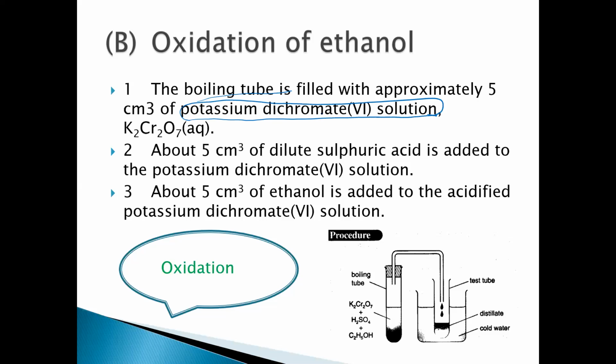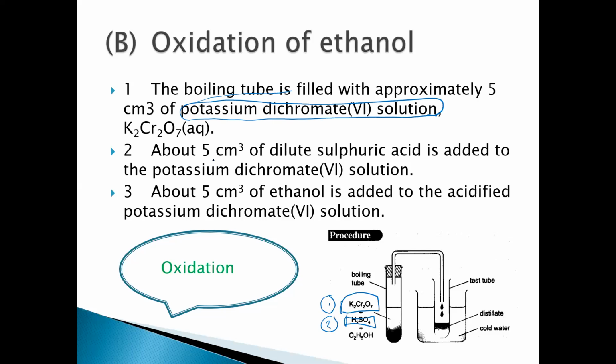In the word potassium dichromate 6 solution, did you see the word acid? No. Because the teacher will add them separately. So look at the first step. First, the teacher adds, number 1, potassium dichromate 6 solution. Second, then the teacher adds the acid.